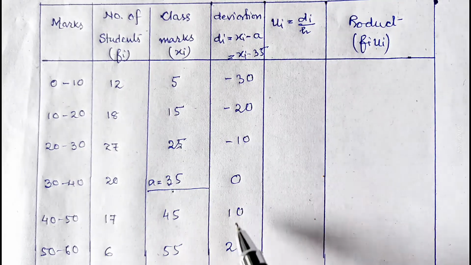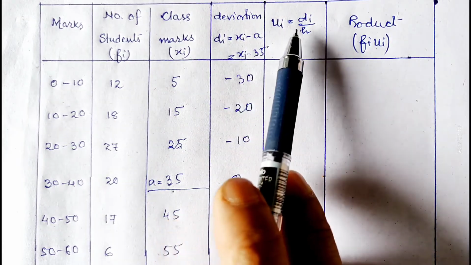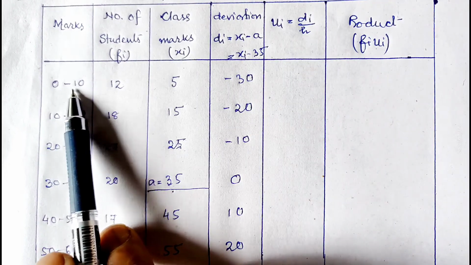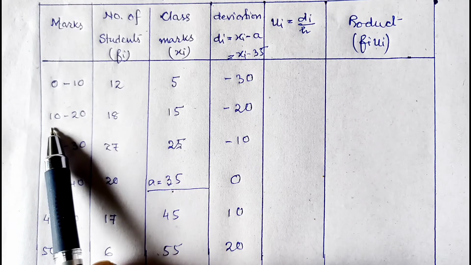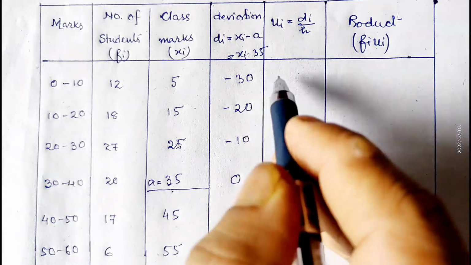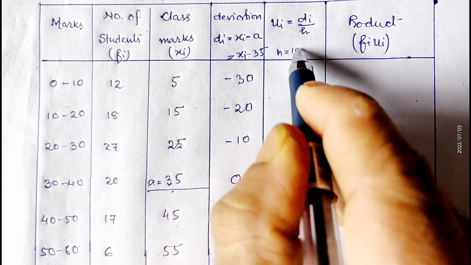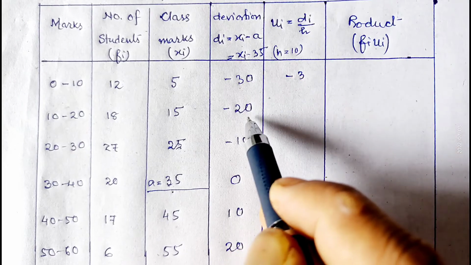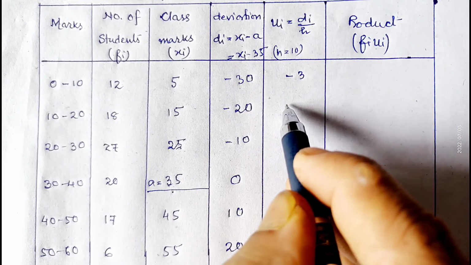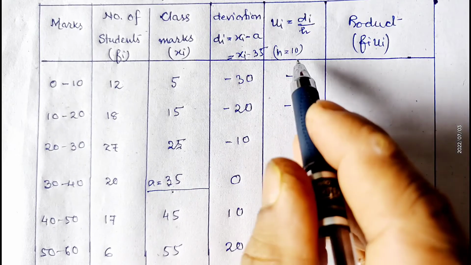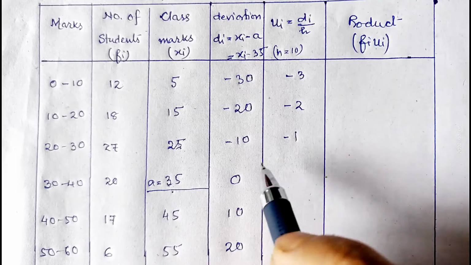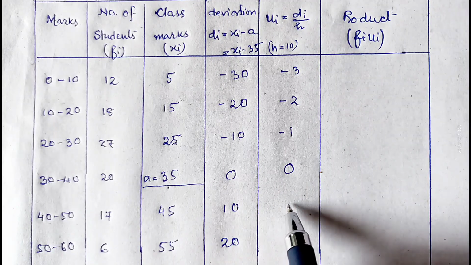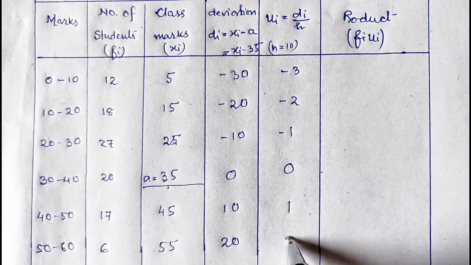After calculating the deviation, which is di, now we have to divide these deviations by the class size. Here the class size is 10: 10 minus 0 is 10, 20 minus 10 is 10. So here h is 10. So minus 30 divided by 10 will be minus 3. Minus 20 divided by 10 will be minus 2. Minus 10 divided by 10 is minus 1. 0 divided by 10 will be 0. 10 divided by 10 is 1, and 20 divided by 10 is 2.